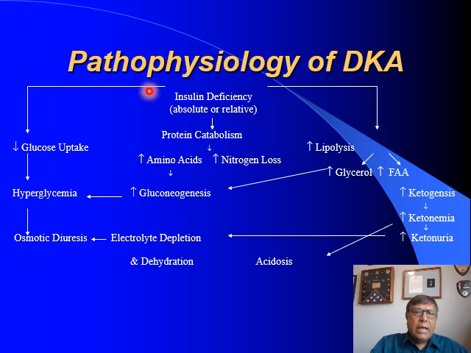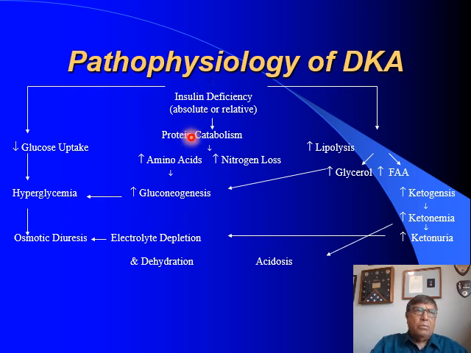Let's look at this side and see what happened to carbohydrate metabolism. This is a very nutshell and very basic. As a result of insulin deficiency, there will be decreased glucose uptake inside the cell, which will result in hyperglycemia, and hyperglycemia means there will be osmotic diuresis. Okay, let's stop there and go to the other side.